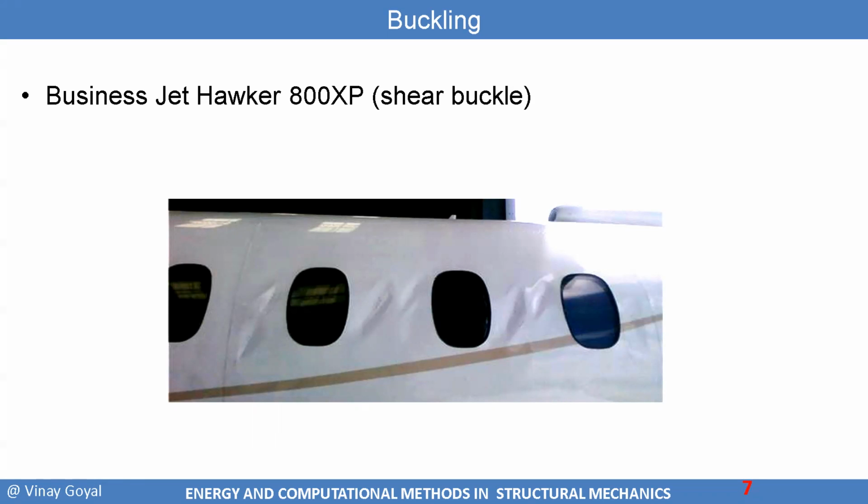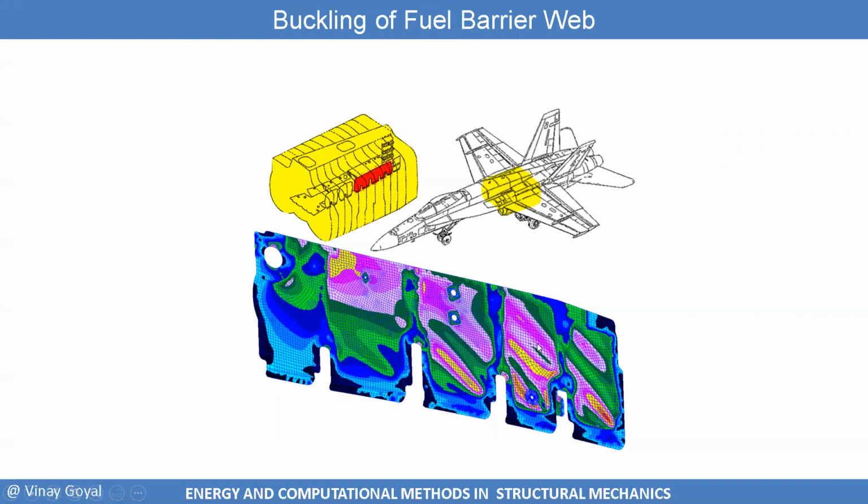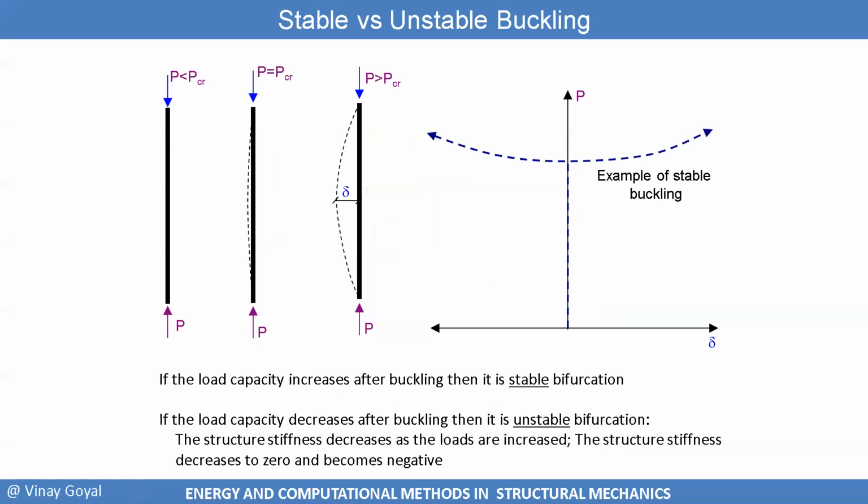And you also have buckling here of our aircraft. The shear panel here has buckled quite a bit in an aircraft, and shear buckling is a fairly significant phenomenon. You can see that also in aircraft design where you have these fuel barrier webs. These fuel barrier webs also could experience buckling and need to be designed against that failure mode.